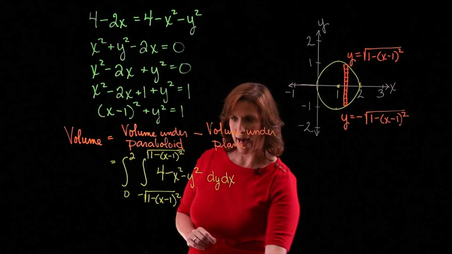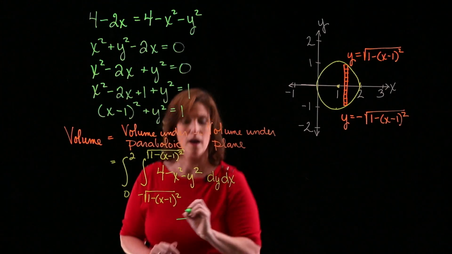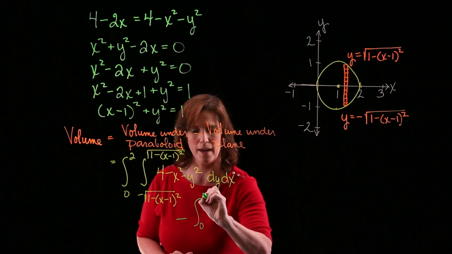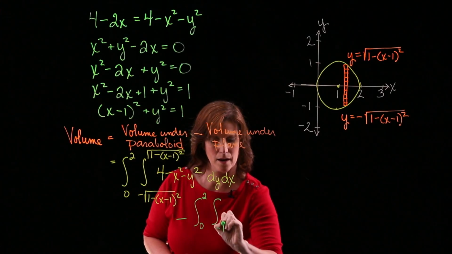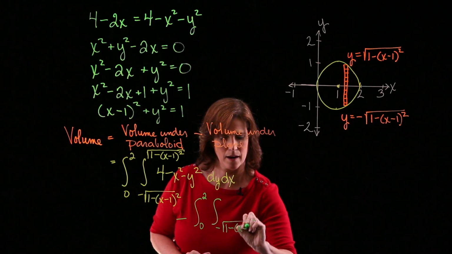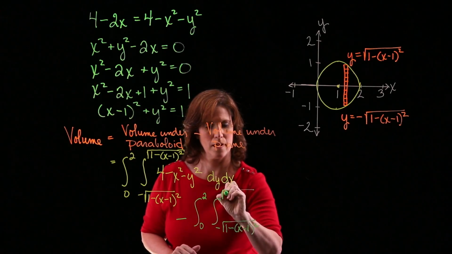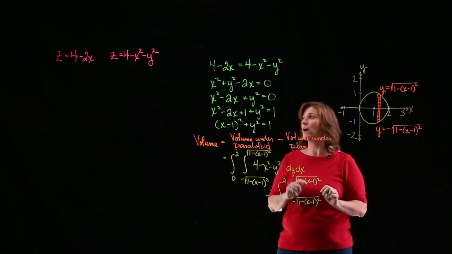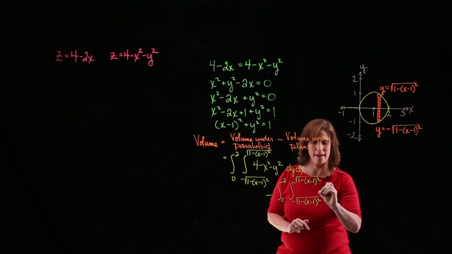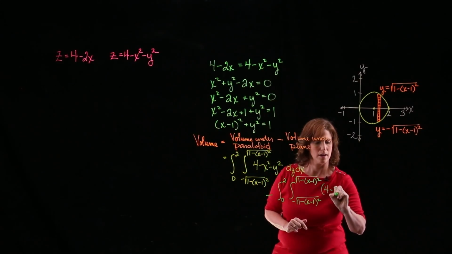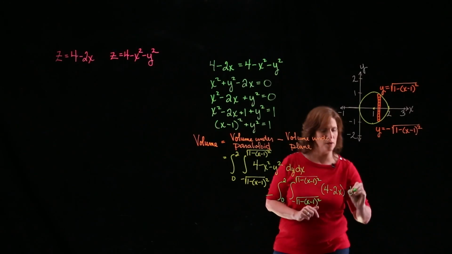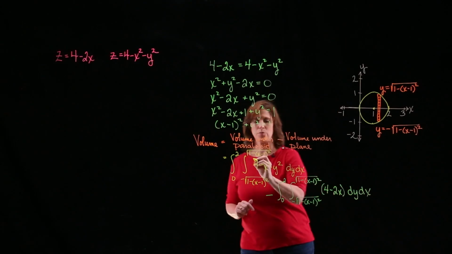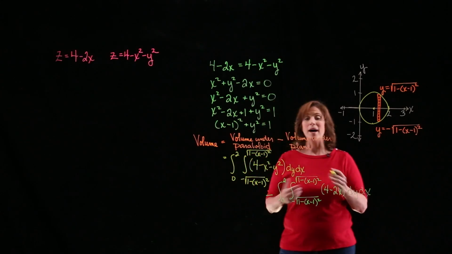So now I have to subtract the volume under the plane. And this time, the limits of integration are going to be exactly the same. However, since I'm looking for the volume under the plane, I need to be integrating 4 minus 2x. And again, my order of integration was dy dx. I'm going to insert some parentheses just to be clear here, but that's my result.